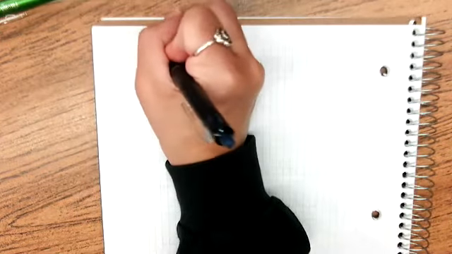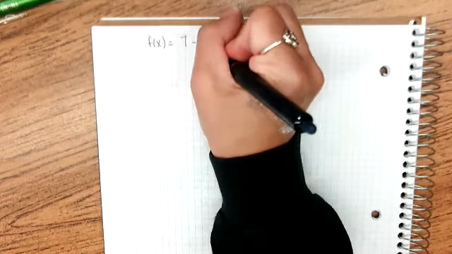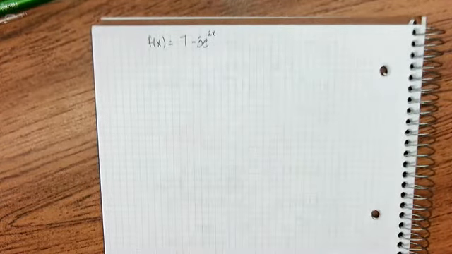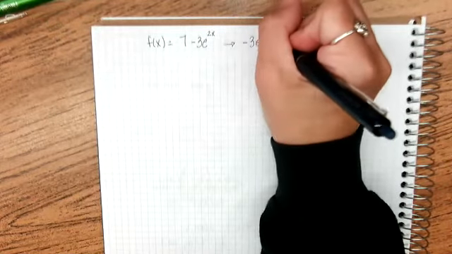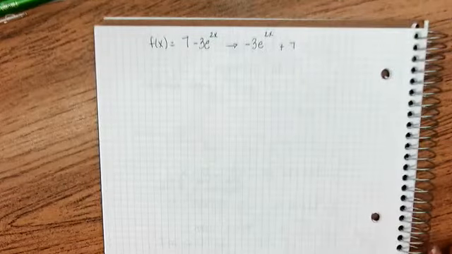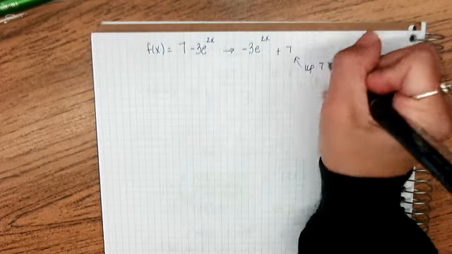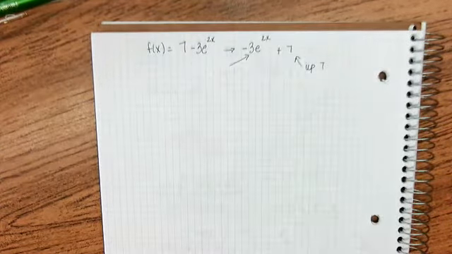Let's look at a function with e that has a lot harder shifts, etc. So let's look at f of x equals 7 minus 3e to the 2x. All right, so the coefficients on x always mess you guys up. If it helps you rewrite it, this is -3e to the 2x plus 7. That's up 7. -3, this is a reflection over x.